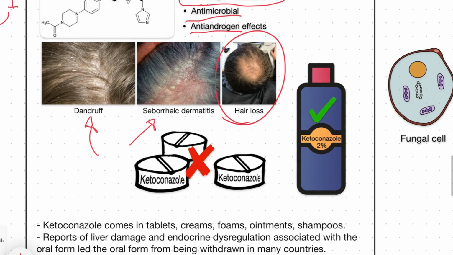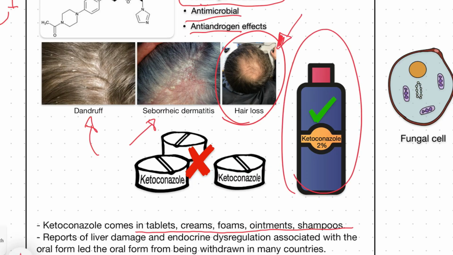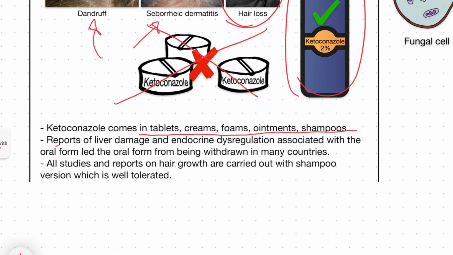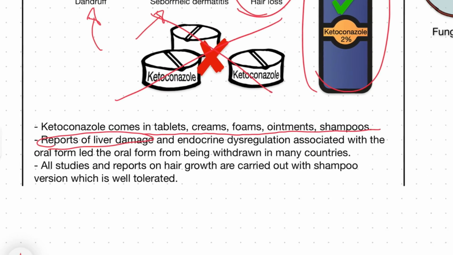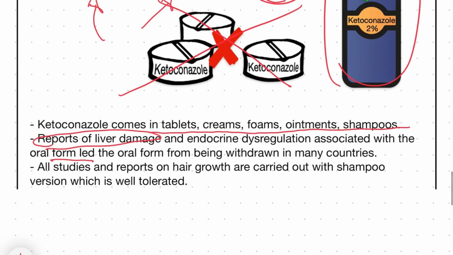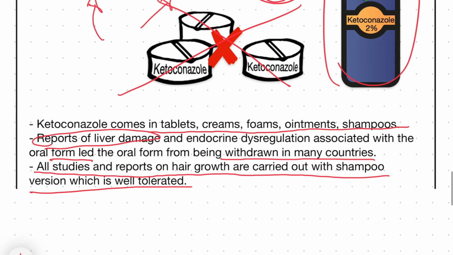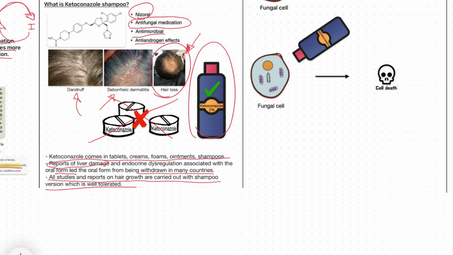Ketoconazole comes in tablets, creams, foams, ointments, shampoos. In the context of hair loss, the delivery vehicle is always 2% ketoconazole shampoo. And we never really hear of ketoconazole being administered in oral form. And that's because of reports of liver damage associated with the oral form, which has in fact led to this being withdrawn in many countries. And all studies and reports on hair growth are carried out with the shampoo version, which is well tolerated.